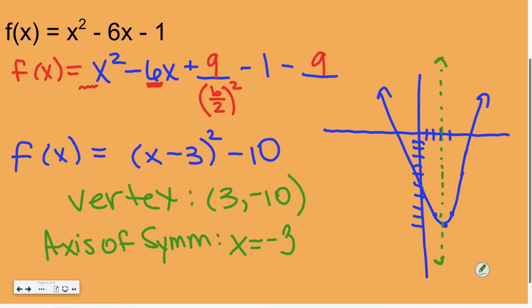Lindsay, they have a question for you. Is that positive 3 or negative 3? It's positive 3. That negative 10 was right above it and we got excited. So x equals 3 is our axis of symmetry.